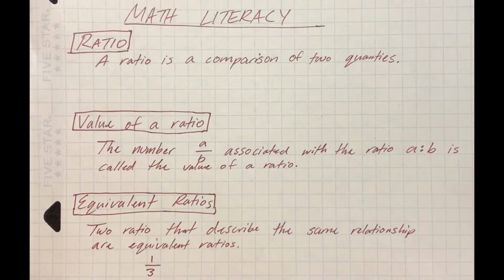All right, so for our mathematical literacy, we have 3 vocabulary words today. So we have ratio, value of a ratio, and equivalent ratios. Now we're going to go into these vocabulary words further into detail when we go over the example problems. But a ratio is a comparison of 2 quantities. The value of a ratio is the number A to B is associated with the ratio A to B and is called the value of a ratio. Equivalent ratios: 2 ratios that describe the same relationship are equivalent ratios. And I do have an example there, 1/3, and I'll go over that in the example problems.